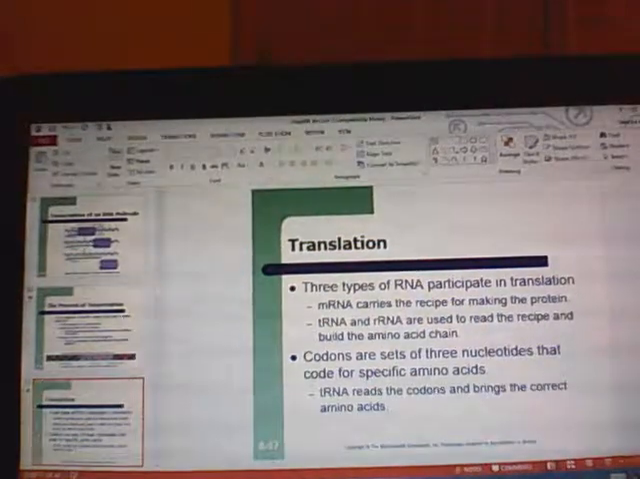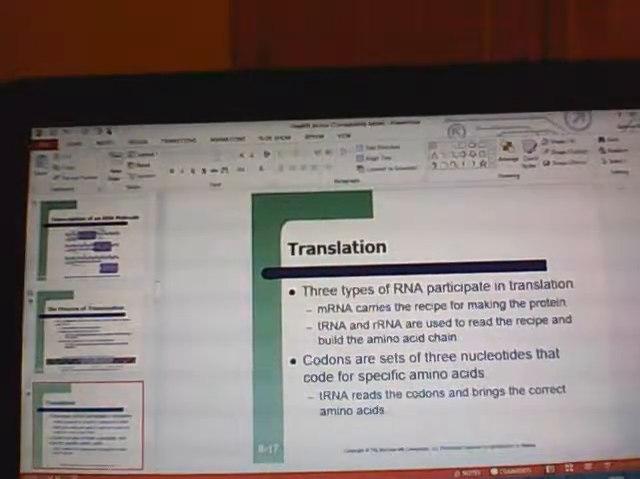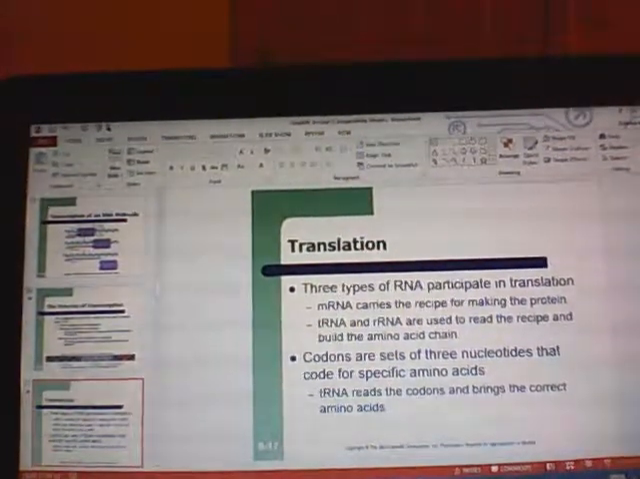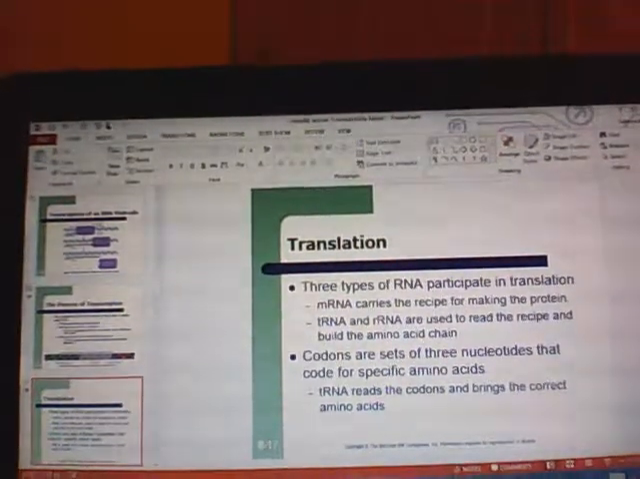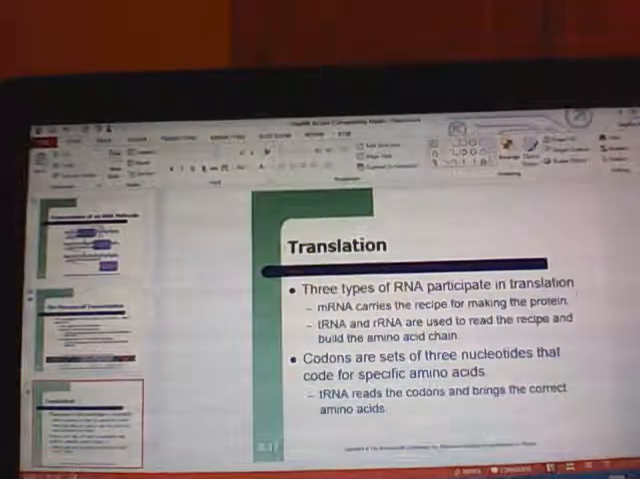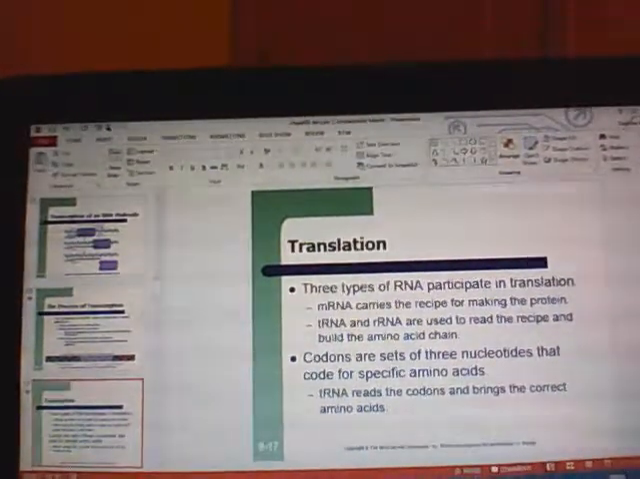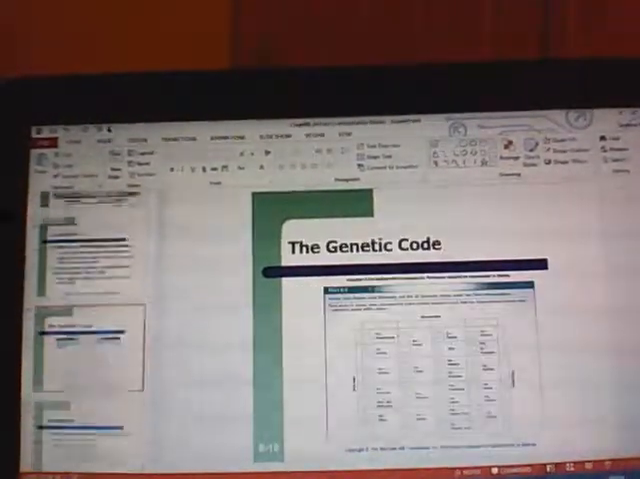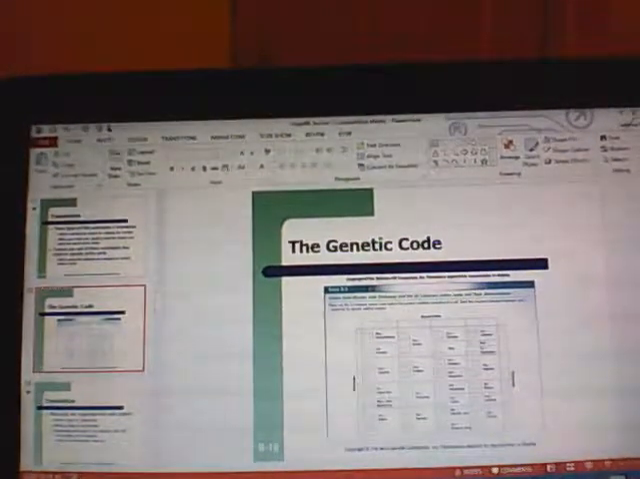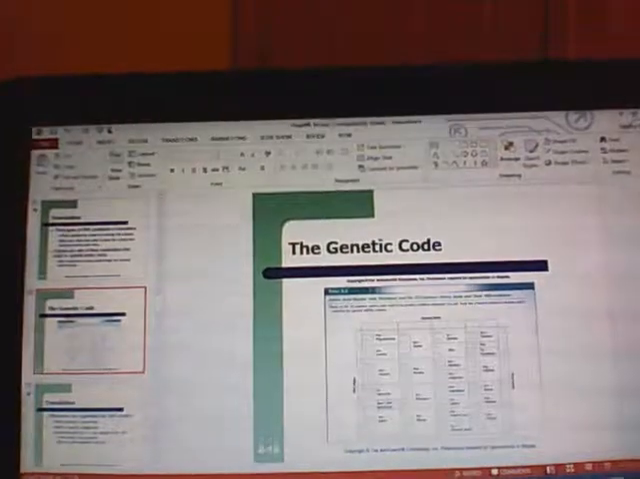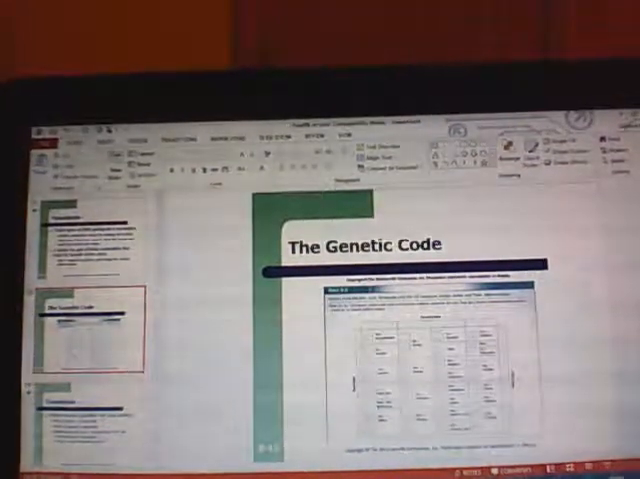Translation is taking RNA and making proteins. And as we said, there are 3 types of RNA, but messenger RNA is the only one that is read so that proteins can be made. And this is a chart of the genetic code showing you when you have 3 letters, what amino acid goes with those 3 letters.